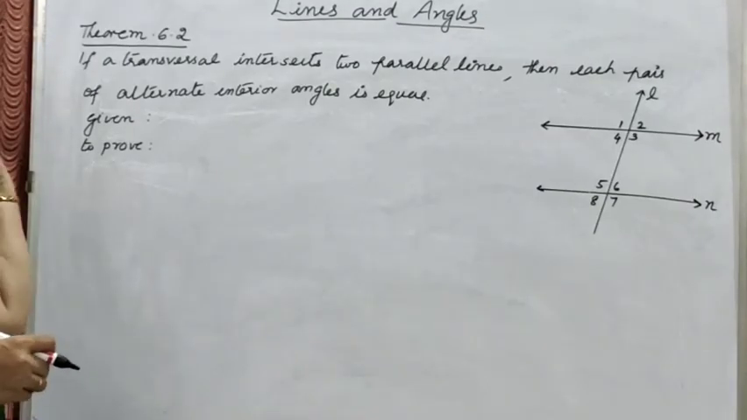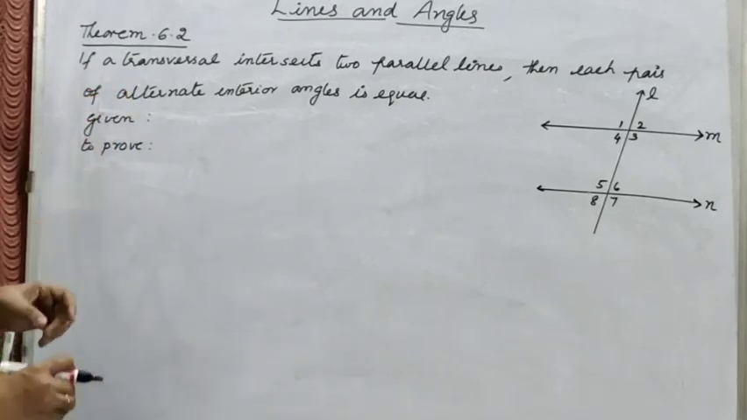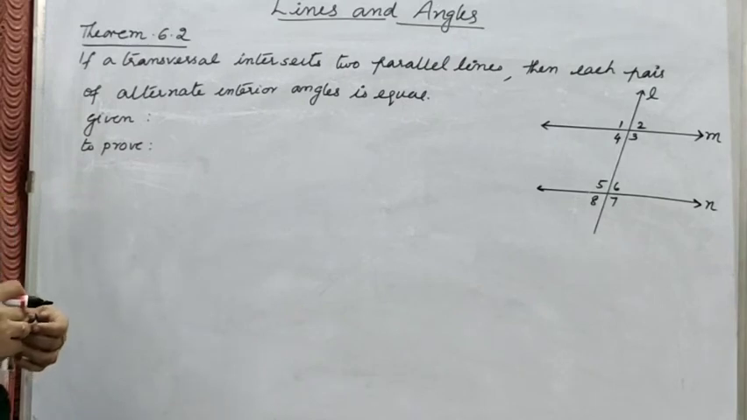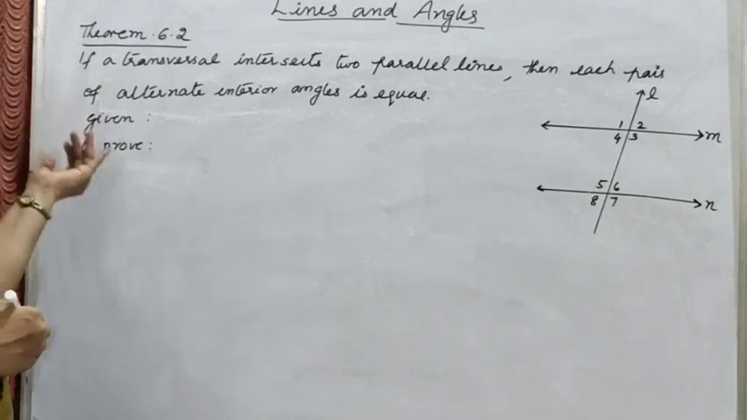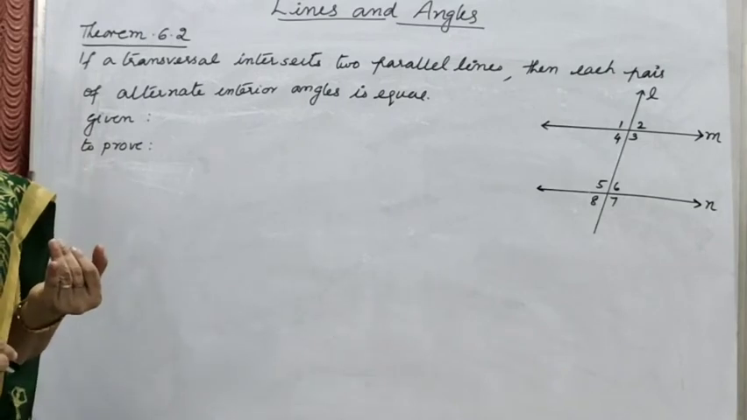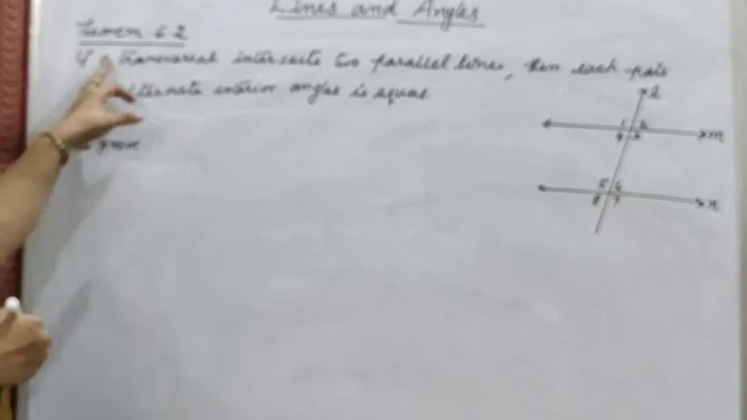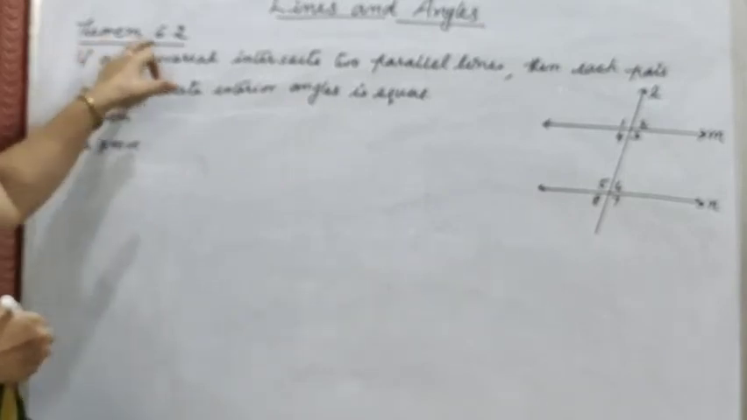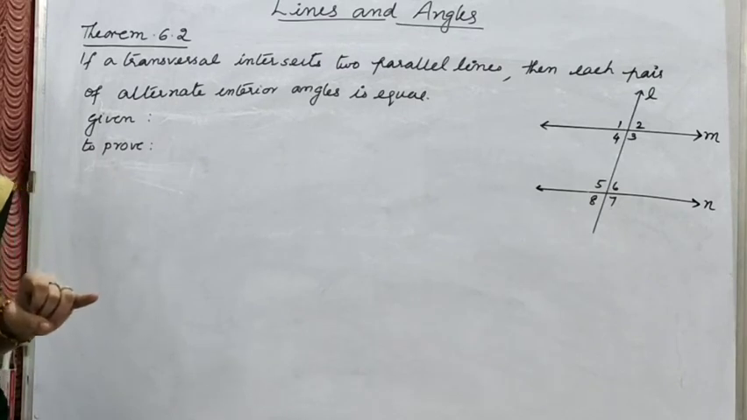Next is a theorem. If a transversal intersects two parallel lines, then each pair of alternate interior angles is equal. Since it is a theorem, we have to prove it. Last time we saw that the corresponding angles statement is an axiom only, and an axiom does not require any proof. Now the second part I have written is theorem 6.2. The first theorem we already wrote yesterday, that vertically opposite angles are equal.